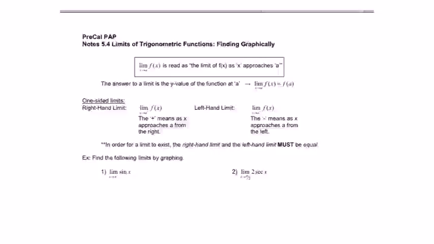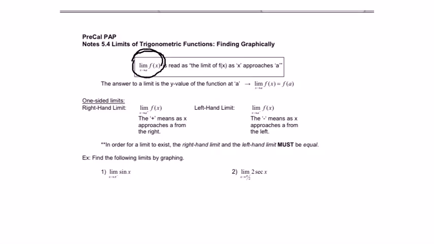Hi guys, our lesson today is on finding limits of trig functions. We're going to find them graphically. First of all, let's look at limit notation. You see written right here, this LIM means limit. It's read basically as the limit of f of x as x approaches a. So that's what you will see when you're working with limits.